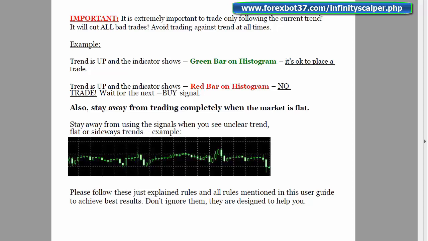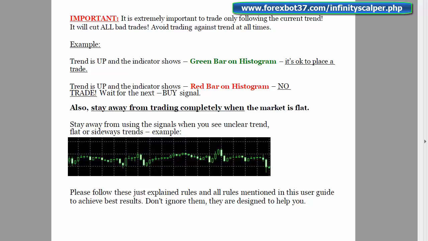For example, here, your trend is up, the indicator shows green. It's okay. Take your trade. But if your trend is up and the red shows up, and you short in an uptrend, that's a problem. Don't do it.